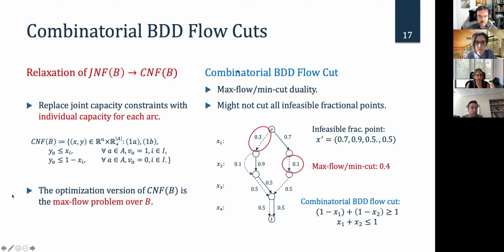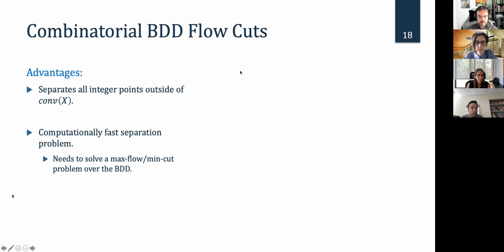Okay, so let's see again the advantages and disadvantages. We can separate all the integer points outside of the convex hull of X, even though we cannot separate all of the fractional ones. And it is extremely fast. From all the techniques, and I will show you some results, it is the fastest one, because we just need to solve a max flow or min cut problem over the BDD, and there are a lot of algorithms we can use. At least in my implementation, I just use standard algorithms from textbooks, and it works.